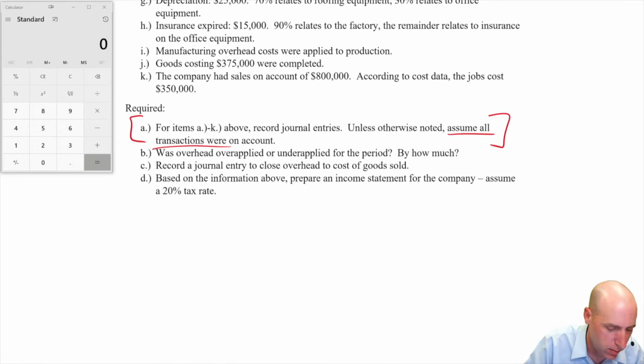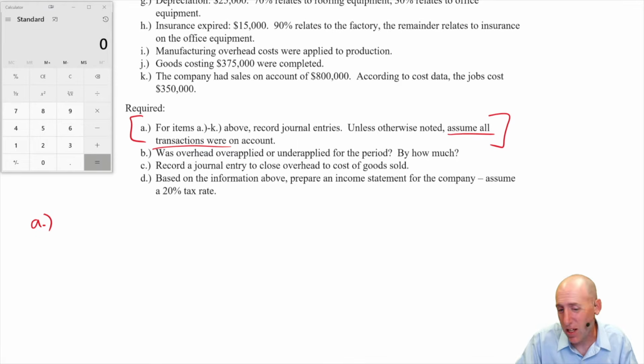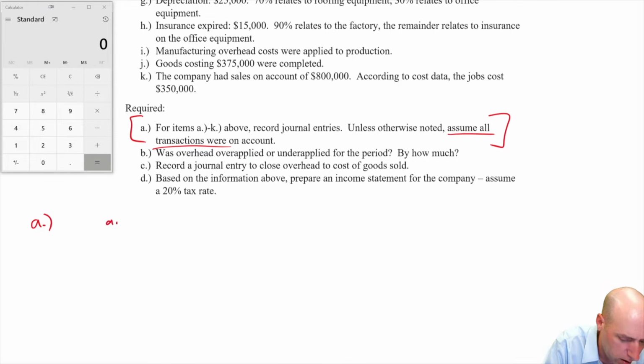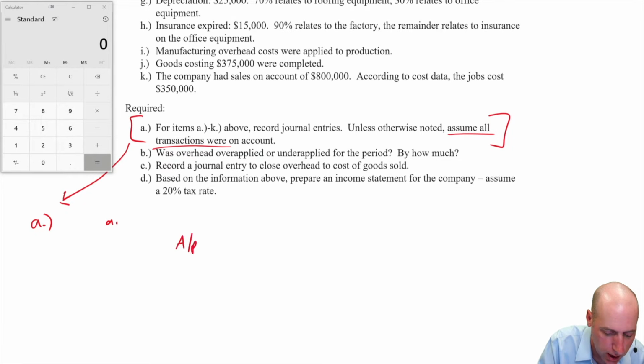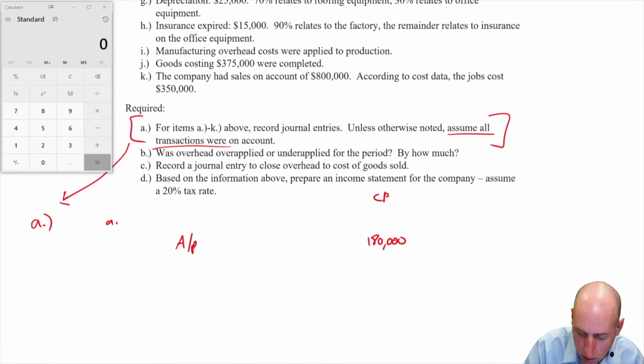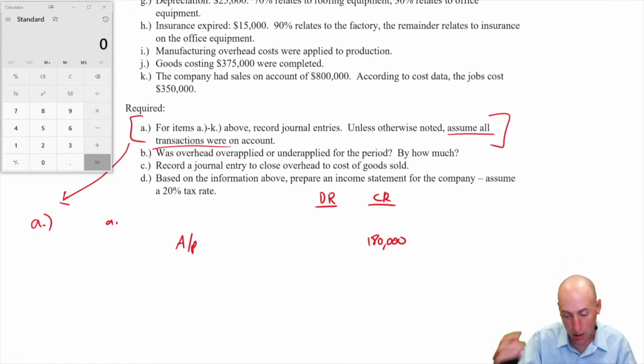So let's get down to business. Normally with a journal entry, we want a date. There's no dates in this question, so we'll just use the letter as our guide. So we're doing part A, and we're doing part A of part A. It's a little awkward to have two A's side by side, but I think you catch my drift. So I'm going to credit AP. I got to debit something, so I'm going to leave a little space for the debit, but I'm going to credit AP. I think it was $180,000. That goes in my credits column, and I'll have a debits column over here.